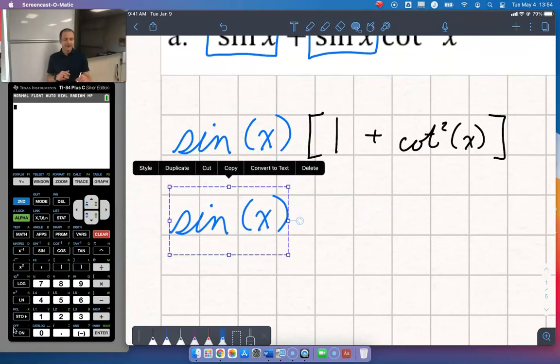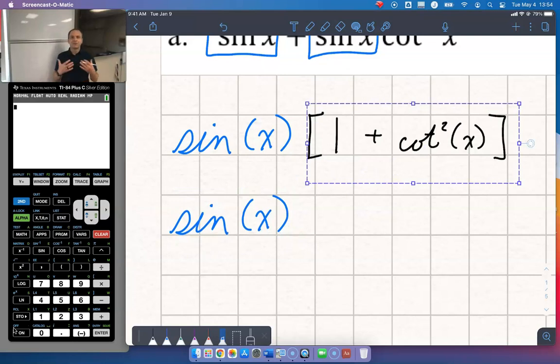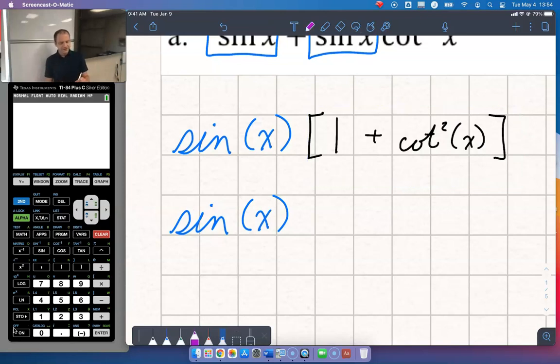Now, when I look at this one, where I have 1 plus cotangent squared of x, I see a squared trig expression, so part of me is going, maybe it's one of those Pythagorean identities, especially because I see a plus and a 1. So I have to go through my mind, okay, what is it going to be? And if I'm right, I believe that this is cosecant squared of x. And so now I have that, and that's great.